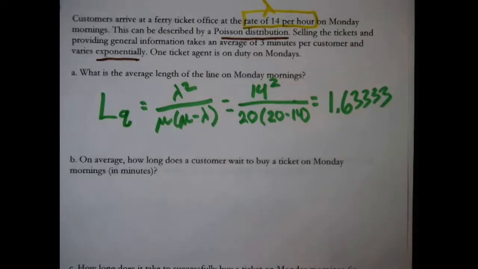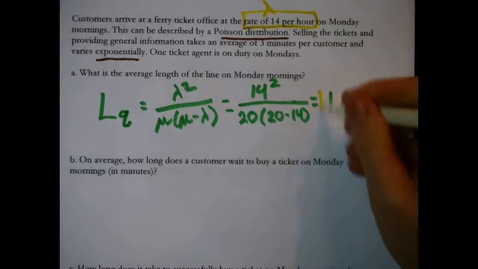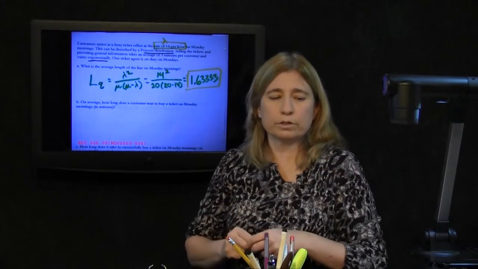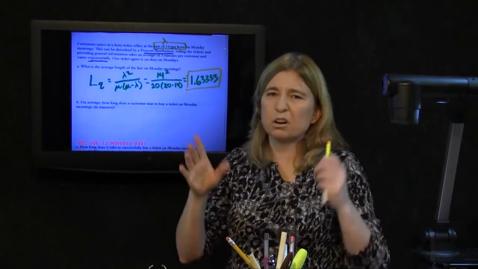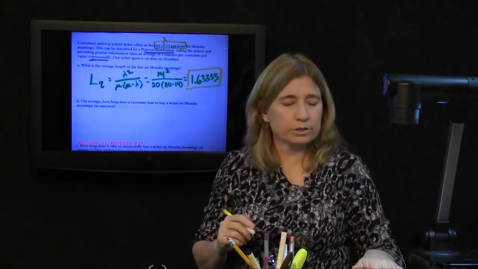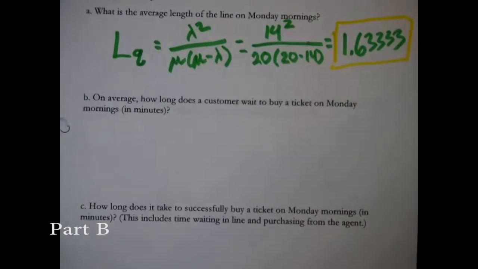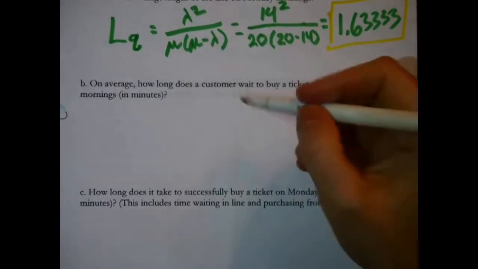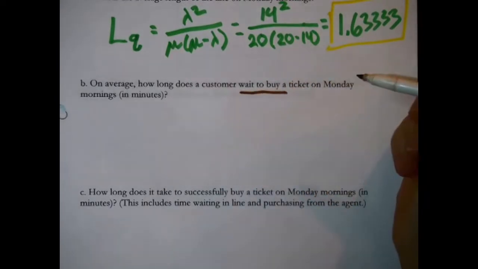That's the answer. We found out something about the ticket office on Monday mornings. When one agent is there, on average, there are about 1.63 people waiting to buy a ticket. Okay, next question. On average, how long does a customer wait to buy a ticket on Monday mornings?